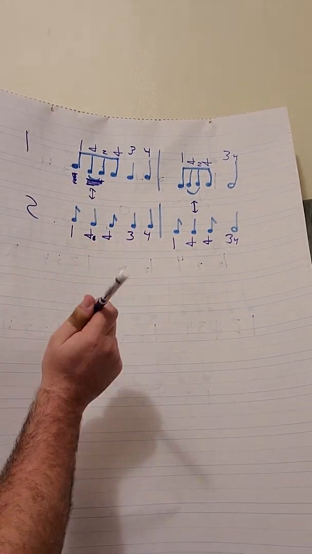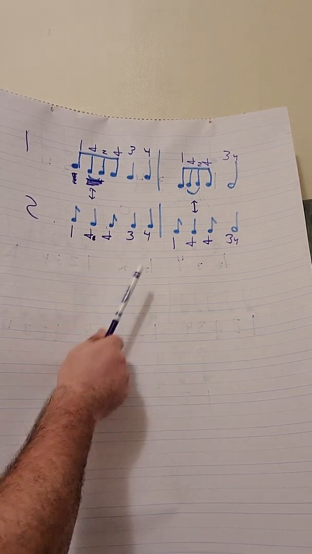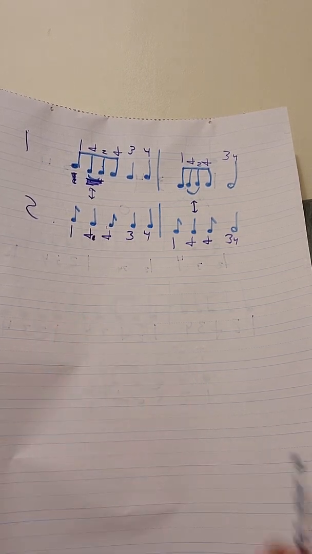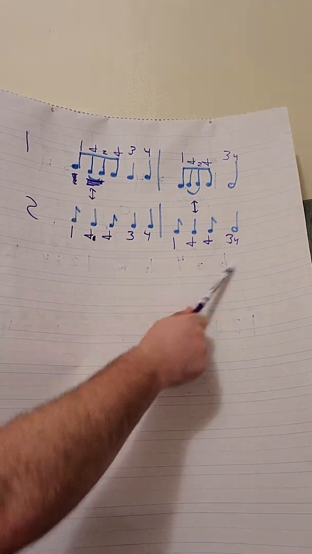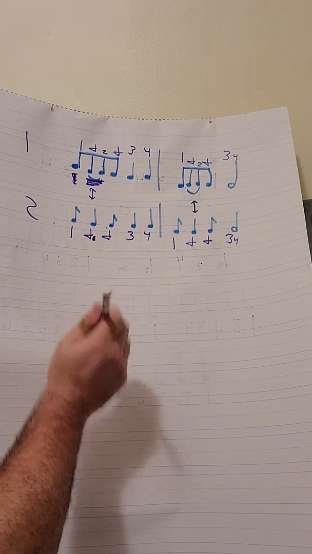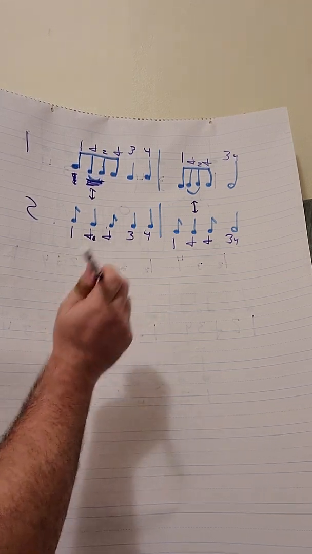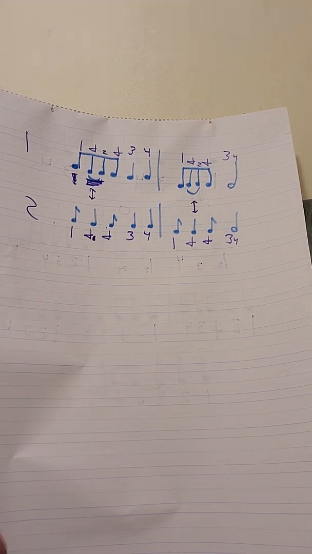1 and 3, 4, 1 and 3, 4. All right, try that with me. We're doing this line, okay? I want you to look at it like this line. 1, 2, ready, and 1 and 3, 4, 1 and 3, 4.